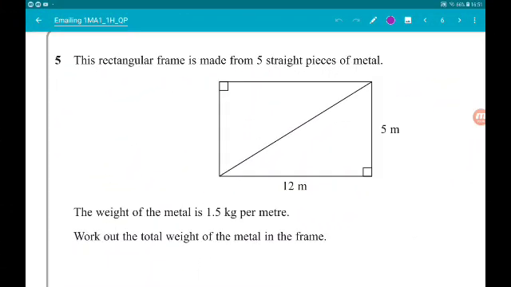Okay, question 5, the first 5 marker. So we got a rectangular metal frame made from 5 straight pieces of metal. We're told the weight of the metal is 1.5 kilograms per meter. Work out the total weight of the frame. Okay, so to be able to work out the total weight, we need to know the total length of metal used in the frame. So, we already know most of that.